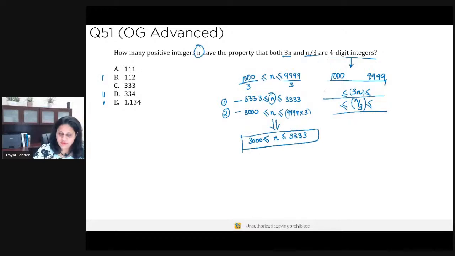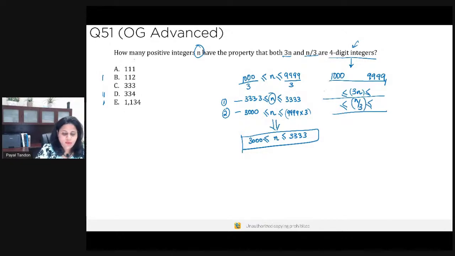How many of you were able to get till this step? Because all I've done over here is not complicated. I have understood what the information is telling me, and then I have simply processed that information to figure out what the range of n is. Now that I have the range of n, what is it that I need to figure out?